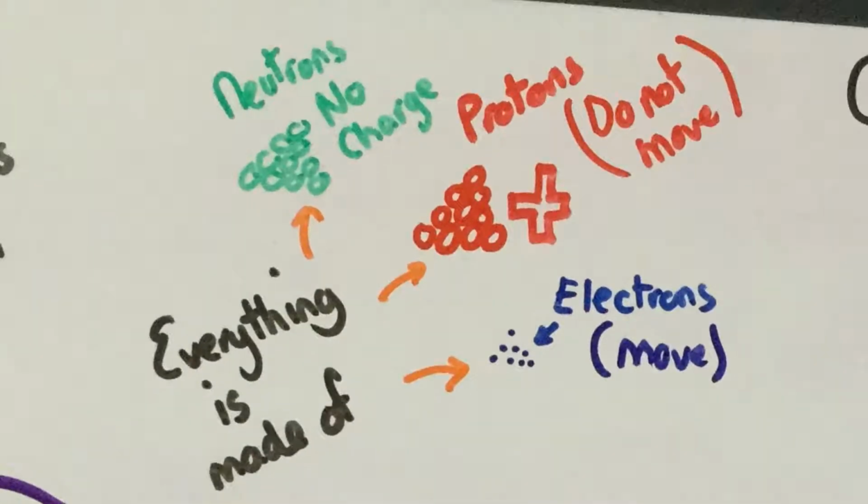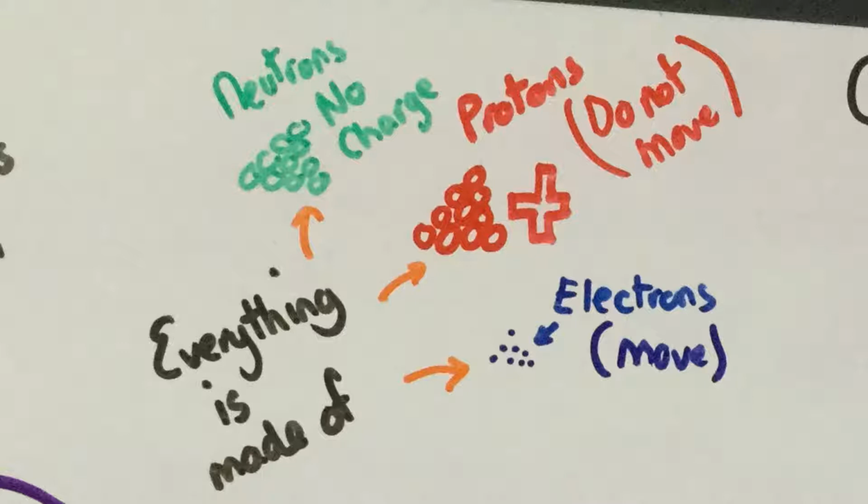The universe is made of three fundamental particles: neutrons, which have got no charge; protons, which have a positive charge. Those two are roughly the same size, and you find them inside the nucleus of an atom. And finally, you've got a third particle called electrons.